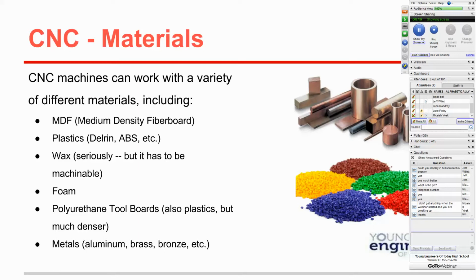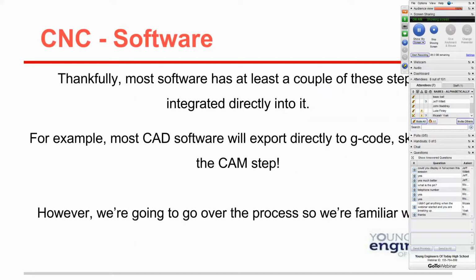Metals generally, at least in my experience, when you think of CNC, you think of them working with metals because a lot of times they're computer-controlled mills or lathes which cut through metals and make all kinds of neat, cool parts.